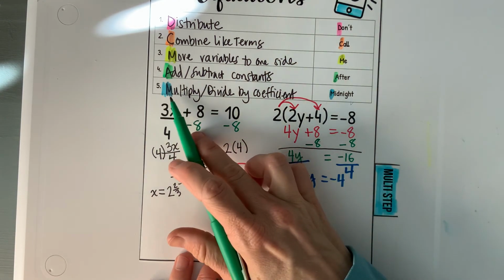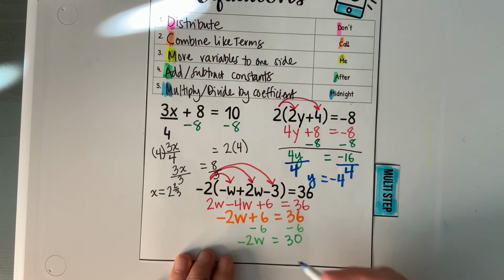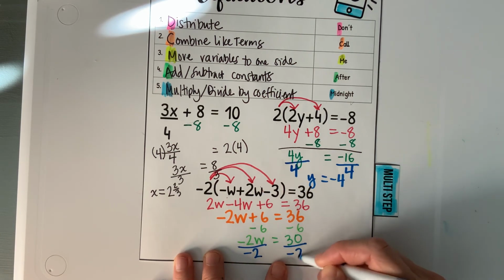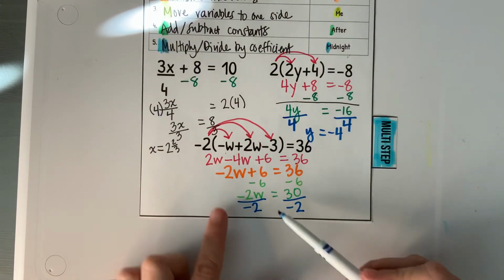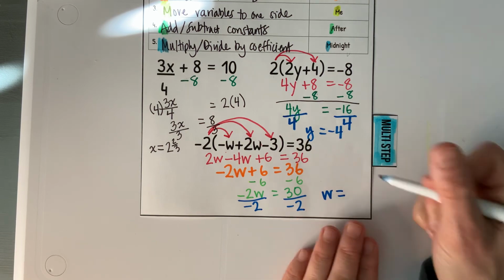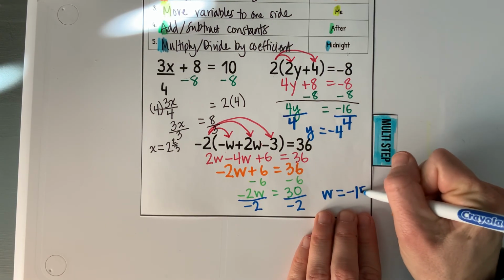And now last step, I'm going to multiply and divide by my coefficient. So I have negative 2w, so my coefficient is negative 2, so I'm going to divide by negative 2 in order to undo it. And again, I'm running out of room. So negative 2w divided by negative 2 is going to just be w, and 30 divided by negative 2 is going to be negative 15.